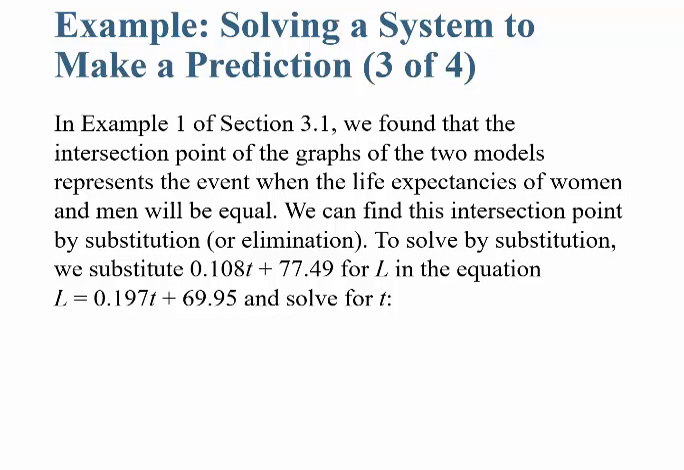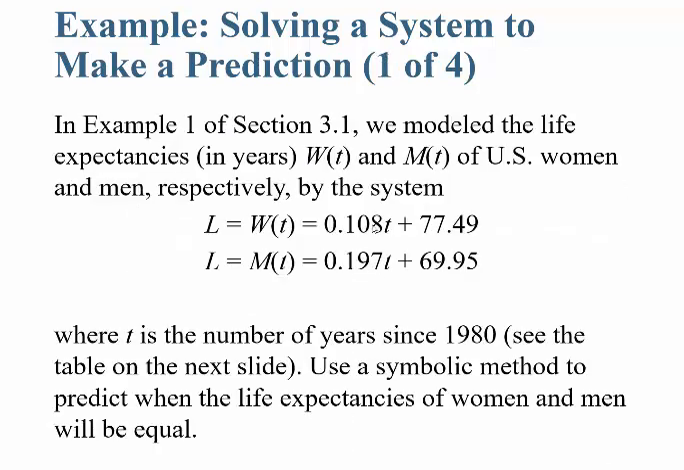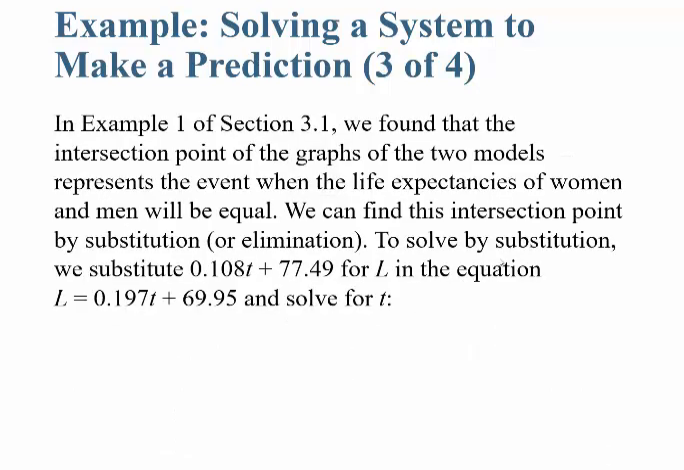But we can find this intersection point either by substitution or elimination. Substitution is actually the easiest. To solve for this intersection point by substitution, we substitute 0.18t plus 77.49 in for L in the equation for men, because the life expectancies are given by these two equations. Basically, we're setting the two equations equal to each other. So we substitute the life expectancy for women for L in the equation for the life expectancy of men, and we'll solve for t.